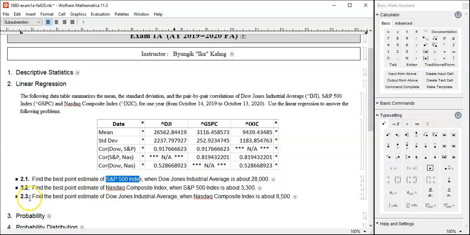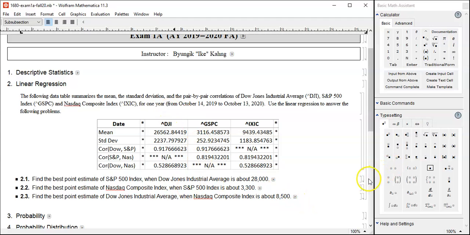Now let's look at part C. NASDAQ is given as 8,500. Yeah, so this is X. And Dow Jones is something you want, so that's Y. These are Y's.